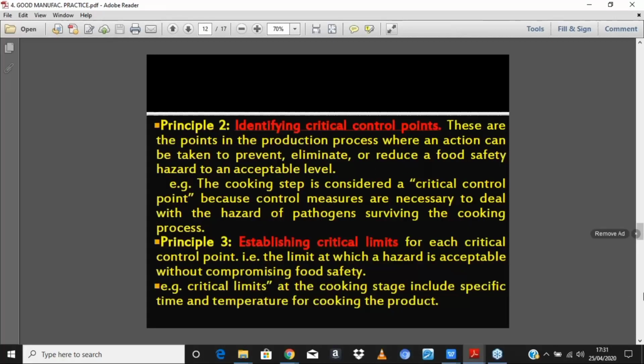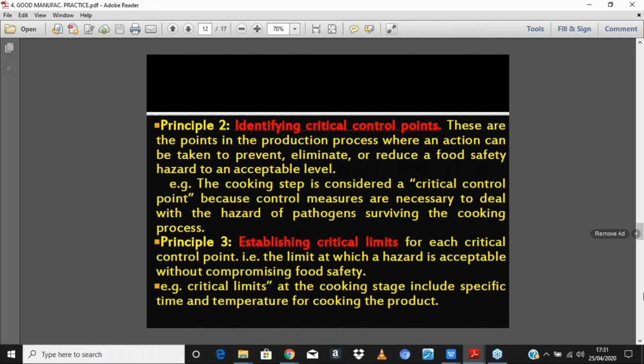Then the second one is identifying what is called a critical control point. The topic is hazard analysis and critical control point. So what is a critical control point? A critical control point is a point in the production process where an action can still be taken to prevent or manage that hazard. Beyond the critical control point, nothing can be done about the hazard again.